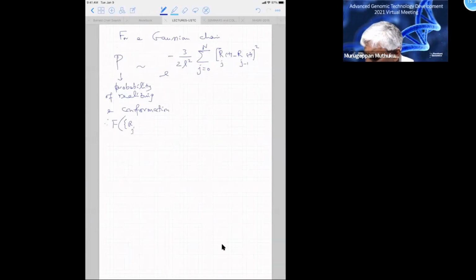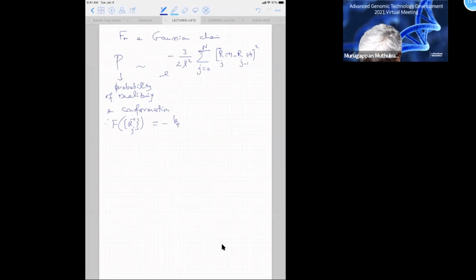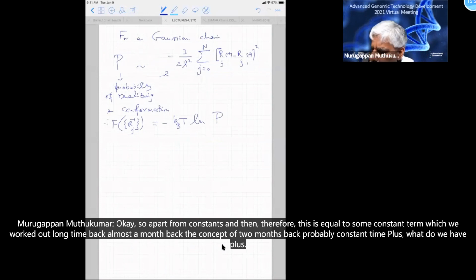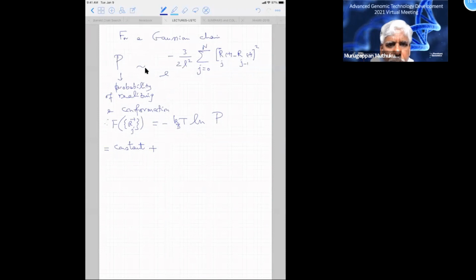Rj, free energy is, you know that, right? Minus kBT logarithm of this P. Okay. So apart from constants, this is equal to some constant term, which we worked out a long time back, almost a month back, 2 months back probably, plus, from this term, logarithm of the exponential is that term, and the similarity symbol that I wrote down, that number comes here.